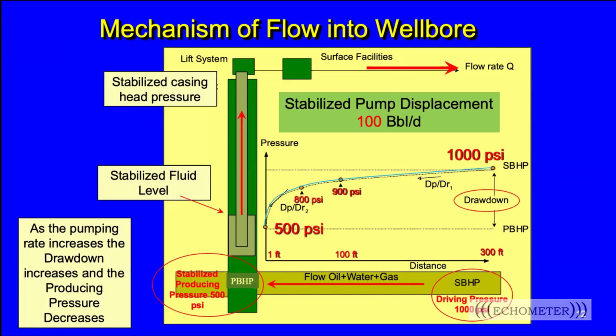So as the pumping rate increases, we have additional drawdown, and that's going to lower this pressure in the wellbore. At the drainage radius out here, at the pressure out there, we're going to have the reservoir pressure. And we're going to see, depending on our reservoir properties, a profile of this fluid flow into the reservoir. So the static bottom hole pressure is the driving pressure, pushing our fluid into the wellbore, and then depending on the rate, we stabilize at a certain producing bottom hole pressure.